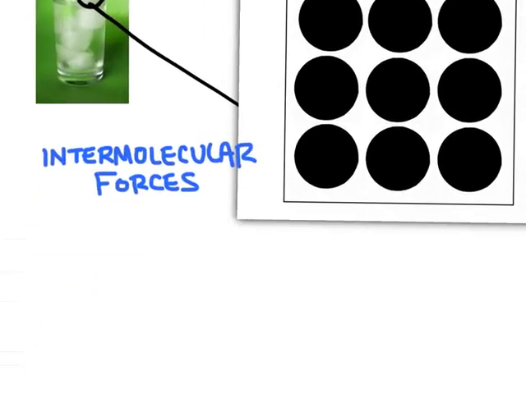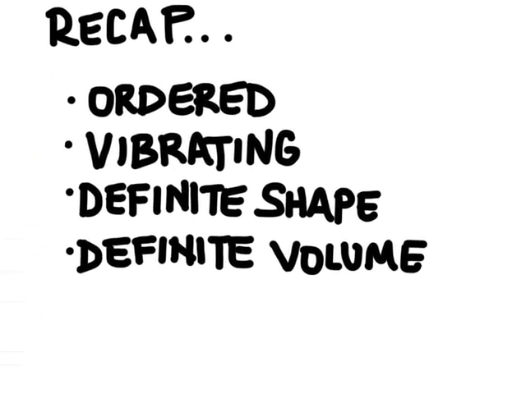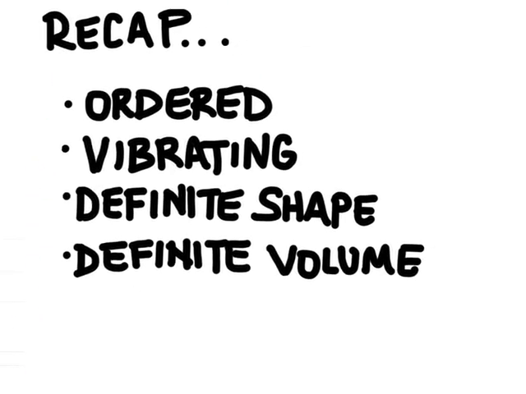So let's recap what we've learned about solids. The particles in solids are going to have a nice ordered pattern. The particles are going to be vibrating. They're moving slowly because they only have a small amount of kinetic energy. They have a definite shape and a definite volume.